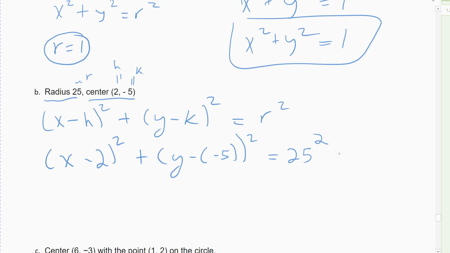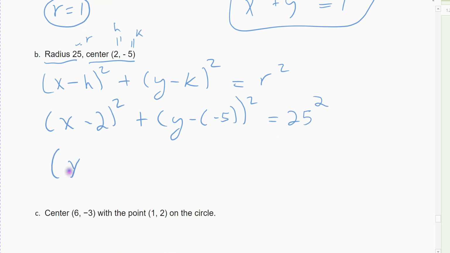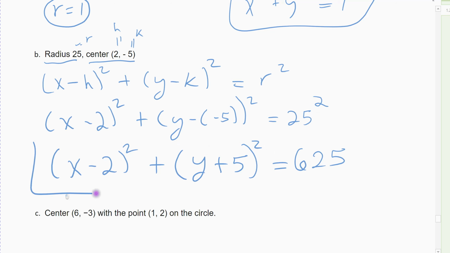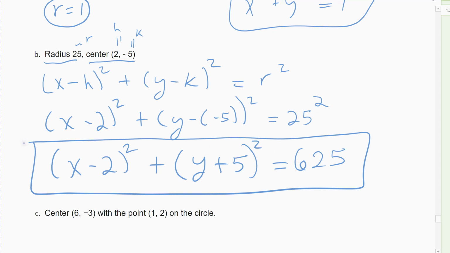It's 25 squared. So if I simplify this, it's x minus 2 squared plus, instead of y minus a negative 5, we write y plus 5 squared. And then you take 25 and square it, and so the radius squared is 625, and there is the final answer to that question. Alright, so again, be careful. Watch out for squaring the radius and watch out for the negatives.